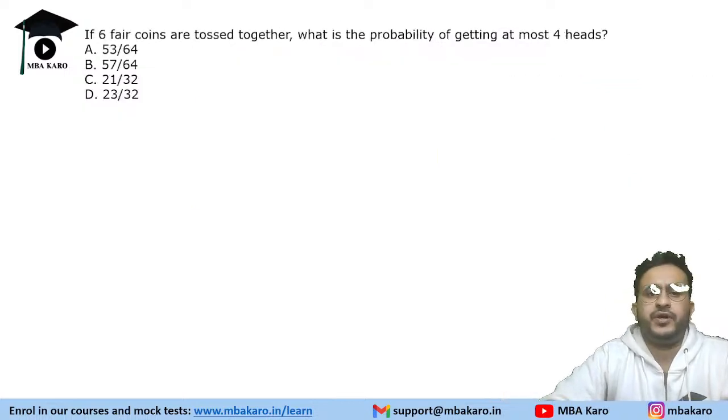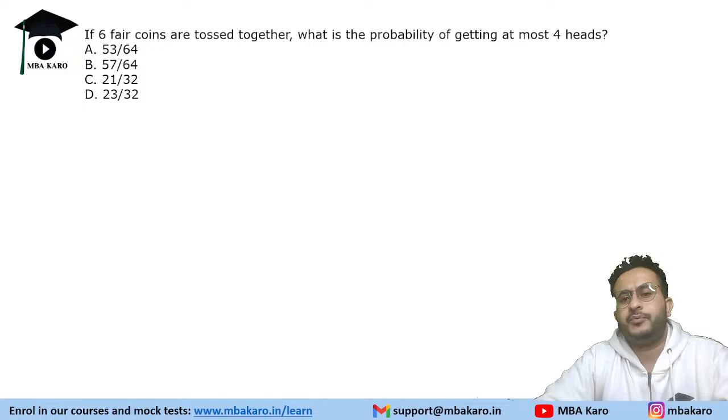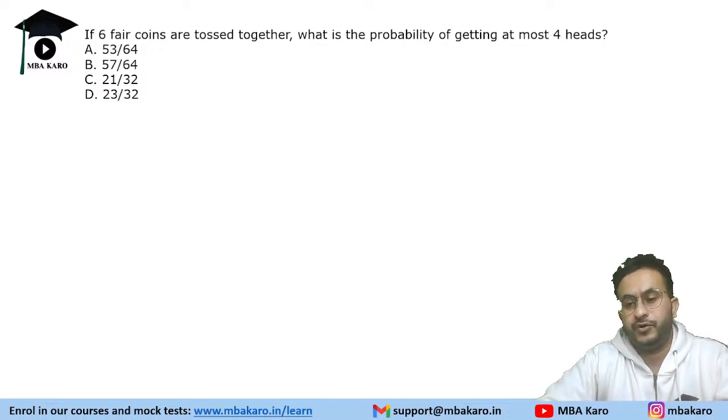If six fair coins are tossed together, what is the probability of getting at most four heads?